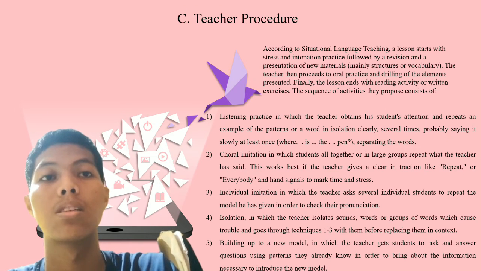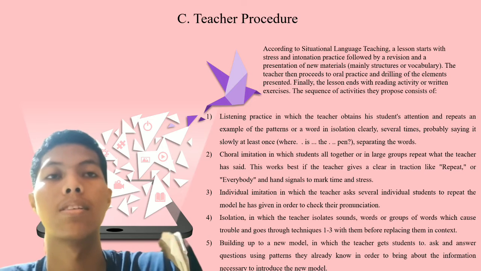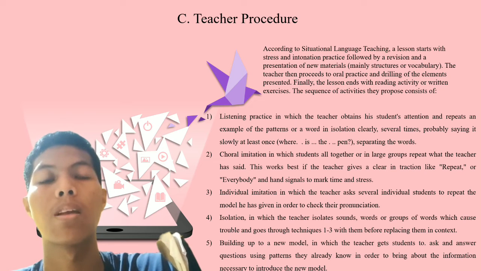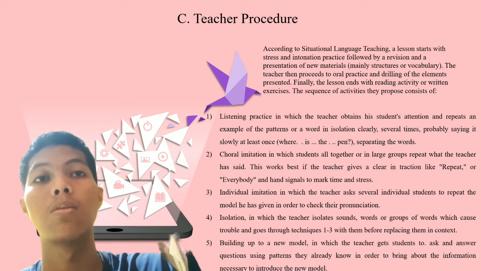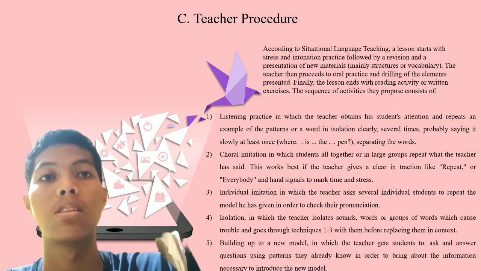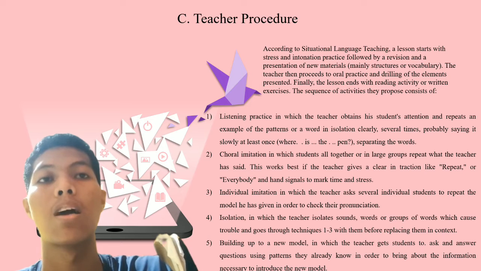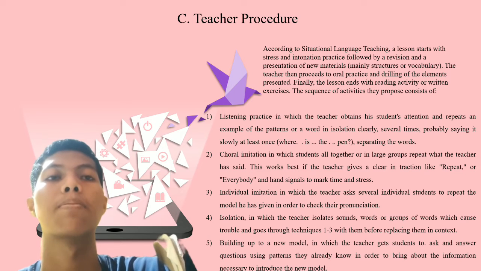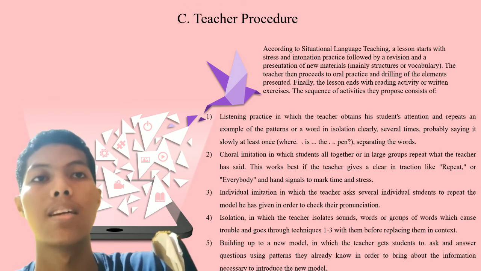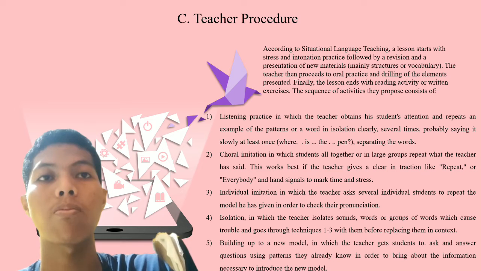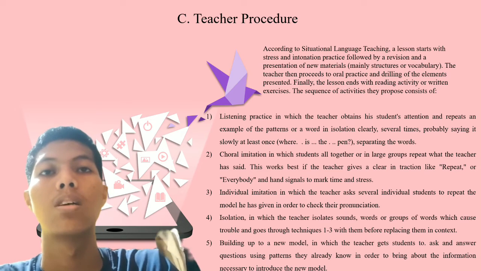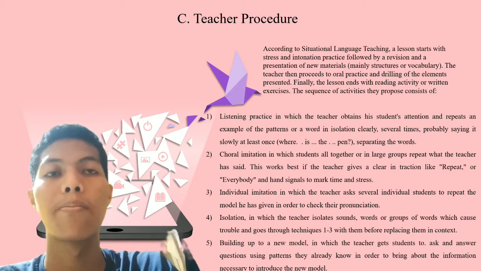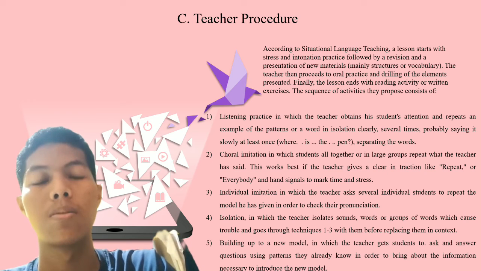Second, choral imitation, in which students, all together or in large groups, repeat what the teacher has said. This works best if the teacher gives a clear instruction like repeat after me or everybody follow me, and a hand signal to mark time and stress. The third, individual imitation, in which the teacher asks several individual students to repeat the model he has given in order to check their pronunciation.